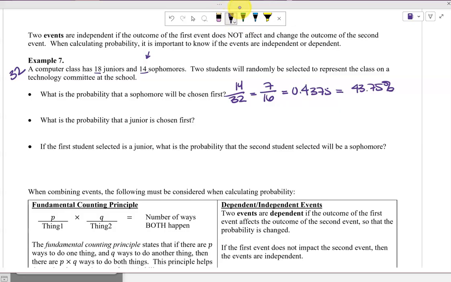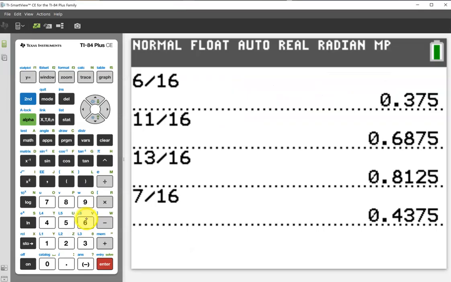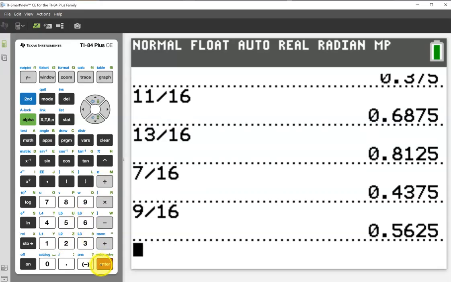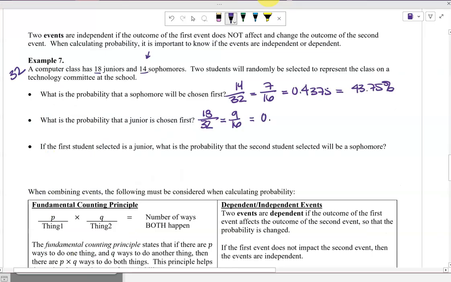Okay, the next one. What's the probability that a junior is chosen first? So a junior being chosen first is 18 out of 36, which reduces to, not out of 36, out of 32, which reduces to 9 out of 16. 9 divided by 16, and we have 0.5625. And as a percent, 56.25%.